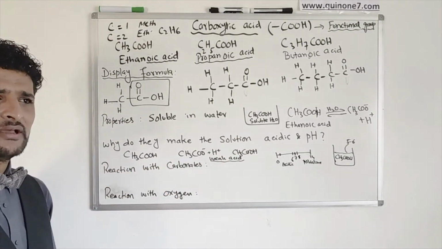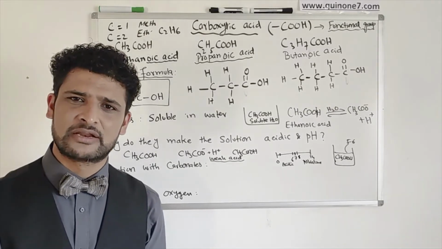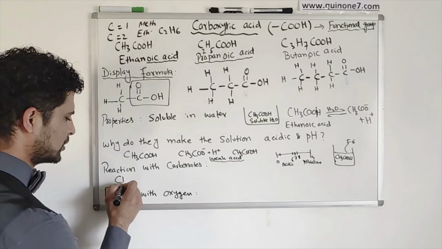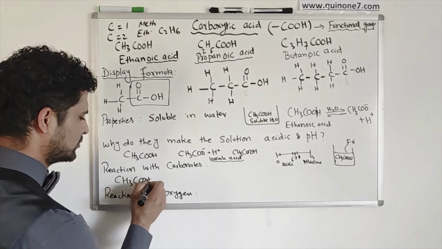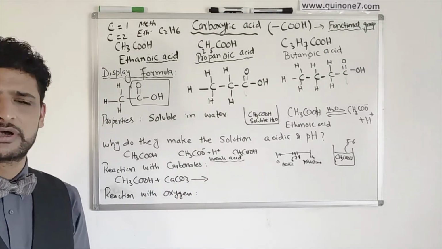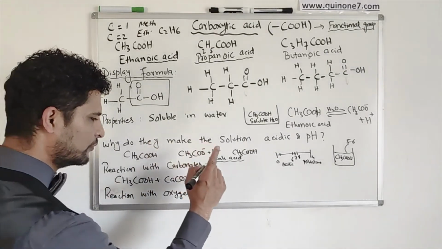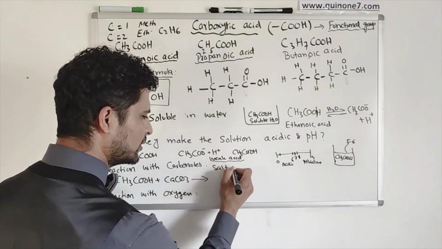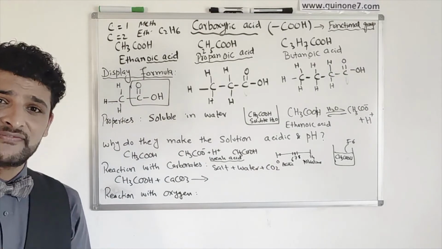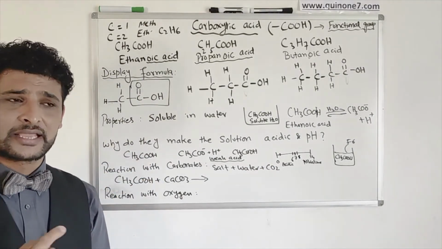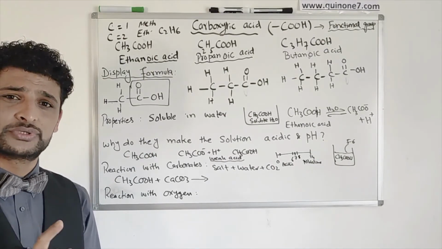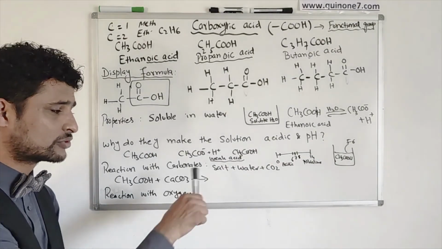Reaction with the carbonates. Strong acids always produce carbon dioxide when they react with the carbonates, and it is quite okay to use this carboxylic acid to do the reaction. Now if you react it with any carbonate, sodium carbonate, calcium carbonate, you will always make salt plus water and carbon dioxide. This is a very famous reaction: any acid like HCl, H2SO4, when they react with any carbonate, they produce water and salt, and along with that they produce carbon dioxide.